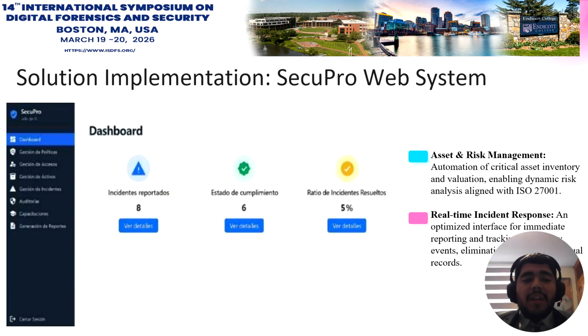Solution implementation. The proposed solution is the SecuPro web system, designed to centralize and automate security management processes. One key component is the asset and risk management module, which allows organizations to register, classify, and evaluate critical information assets while identifying potential risks.